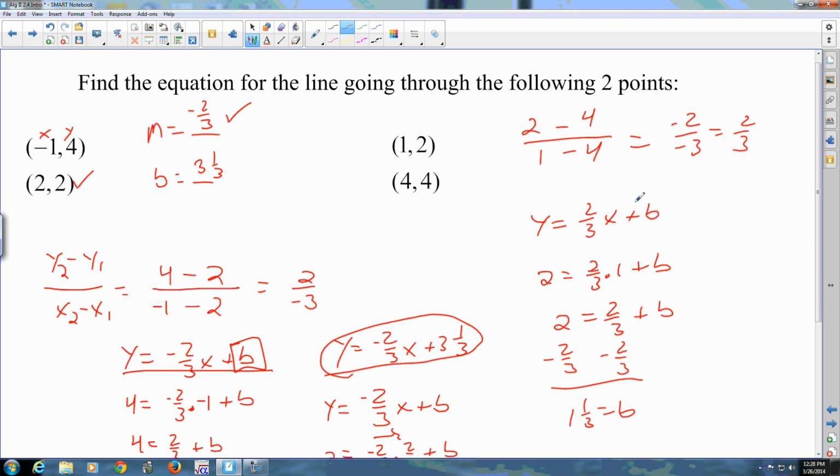So your final answer, you have to replace this. Y is equal to 2/3 x plus 1 1/3. If you wanted to write it as an improper fraction, you can. There's no need. You guys are welcome to leave it like this. So that would be plus 4/3. The only reason I'm mentioning that is sometimes the book's going to write them like this rather than that, but those are equivalent. I went 3 times 1 is 3, plus 1 is 4, 4/3. Okay.